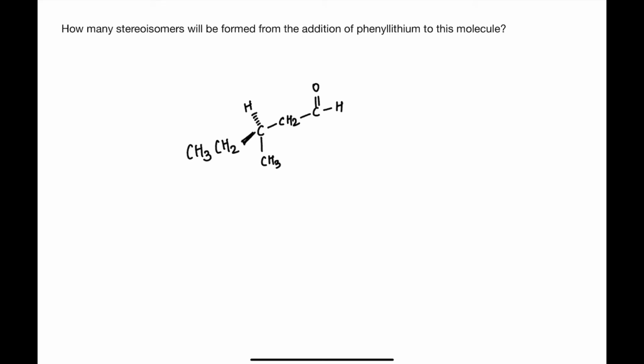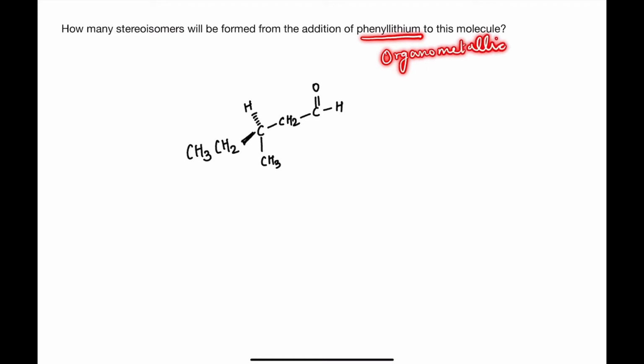How many stereoisomers will be formed from the addition of phenyl to this molecule? If we look into this question, there are two important compounds. The first one is your aldehyde, and that's because of the functional group CHO. And the second one is the organometallic compound, phenyl. So this is your organometallic compound.